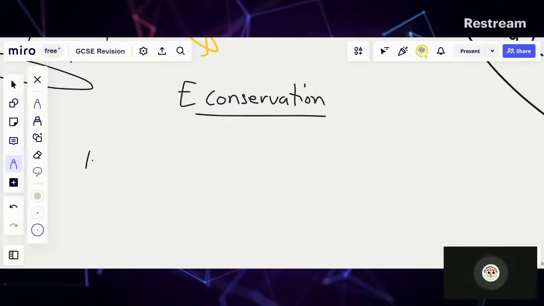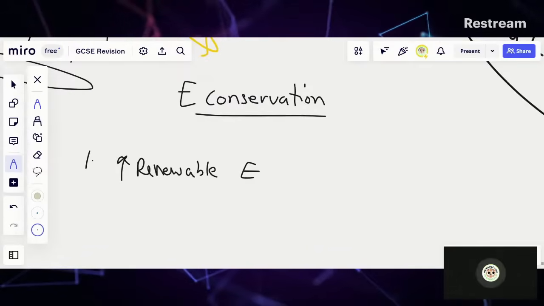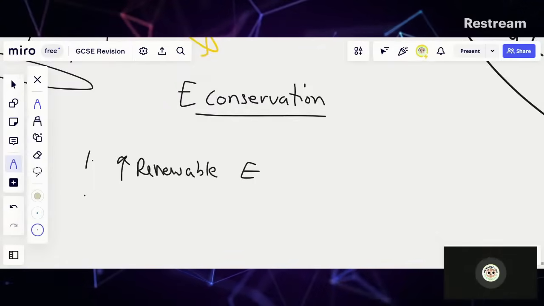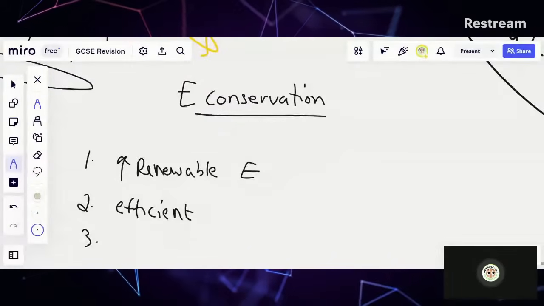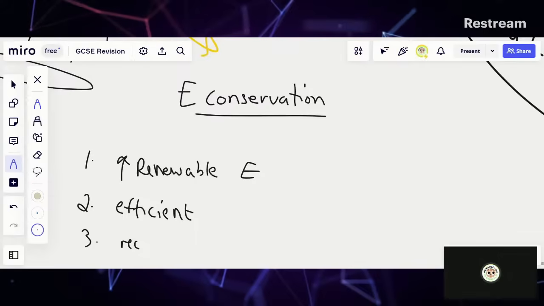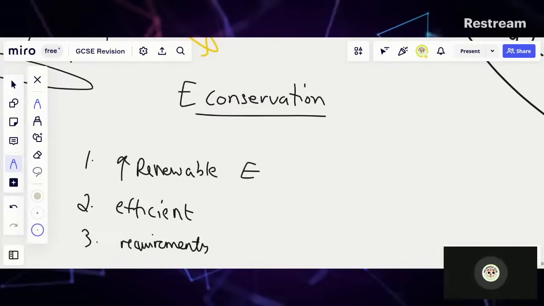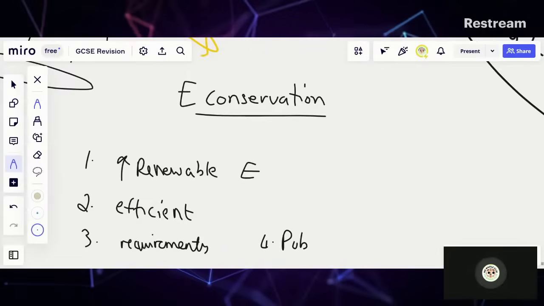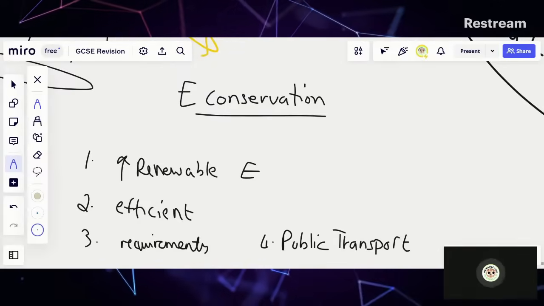By doing schemes such as, firstly, promoting renewable energy, encouraging people to make their houses more efficient, and making sure that all homes meet minimum energy efficiency requirements. So having certain requirements that the government puts in place so that technically everyone in the UK is forced to have them, and also ensuring that people reduce car usage by publicising and making sure that everyone is using as much public transport as possible. So those are four ways in which you can employ energy conservation: increasing renewable energy, increasing efficiency, reducing car usage.